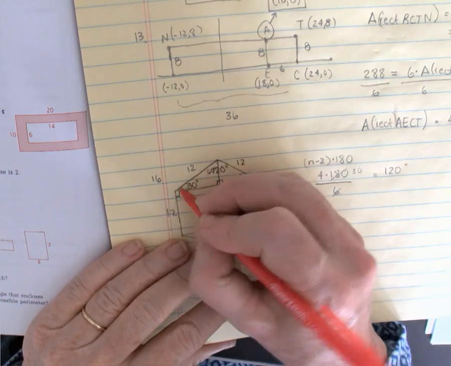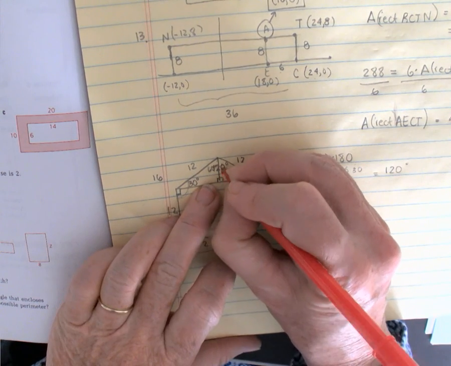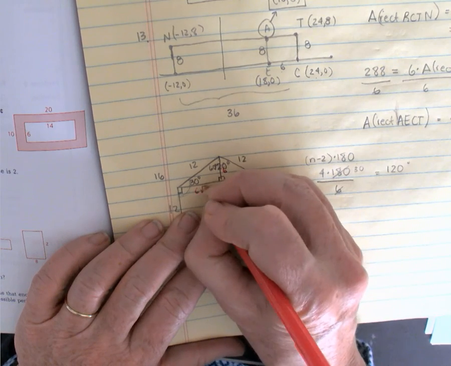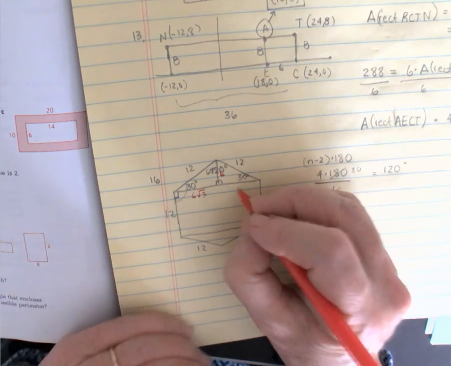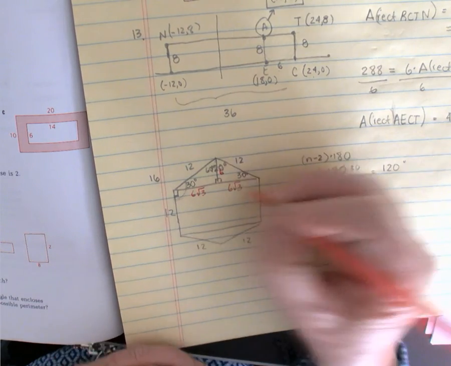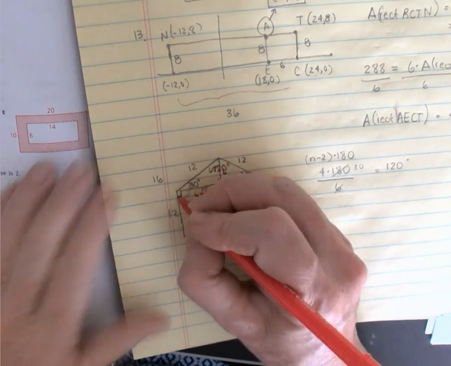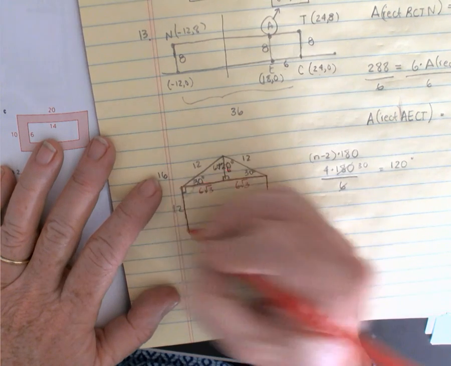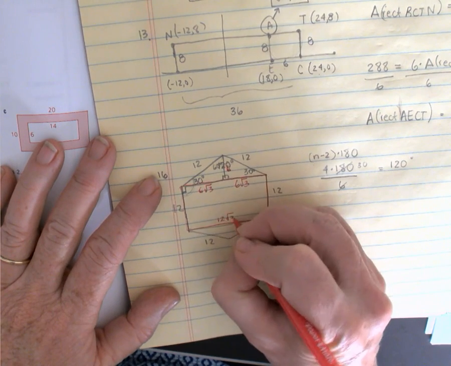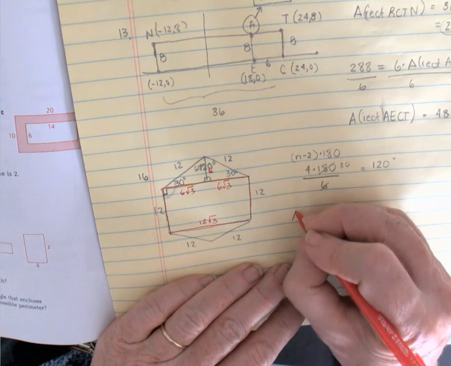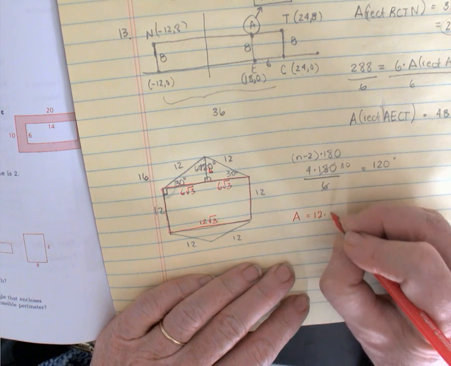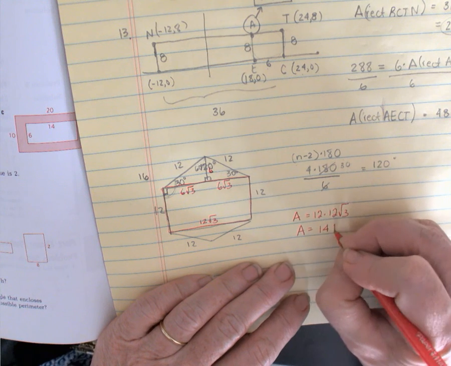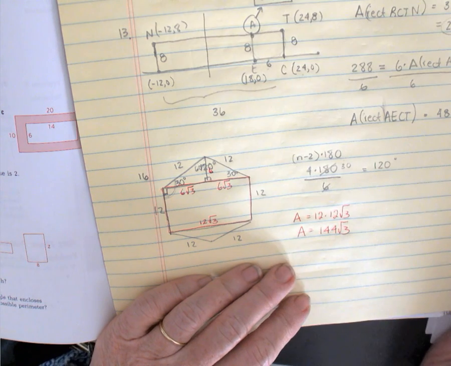If the hypotenuse is 12, then the shorter leg is going to be 6. So then the longer leg is 6 times the square root of 3, and this also is 6 times the square root of 3. So as far as this rectangle is concerned, I know one dimension is 12, and the other dimension is 12 times the square root of 3. So the area is going to be 12 times 12 times the square root of 3, which would, in exact form, be 144 times the square root of 3.